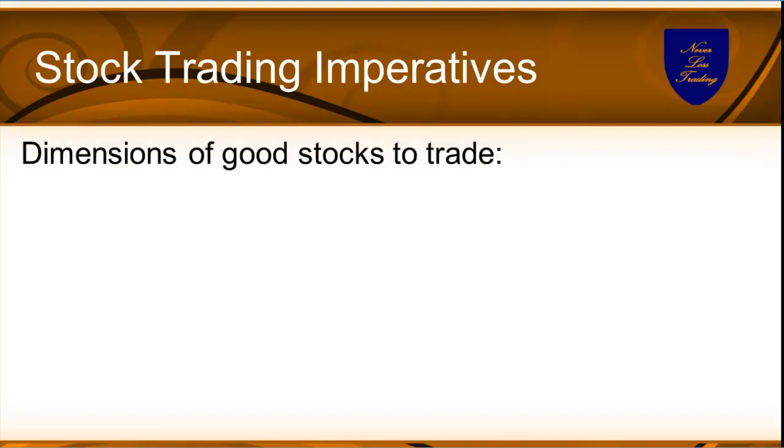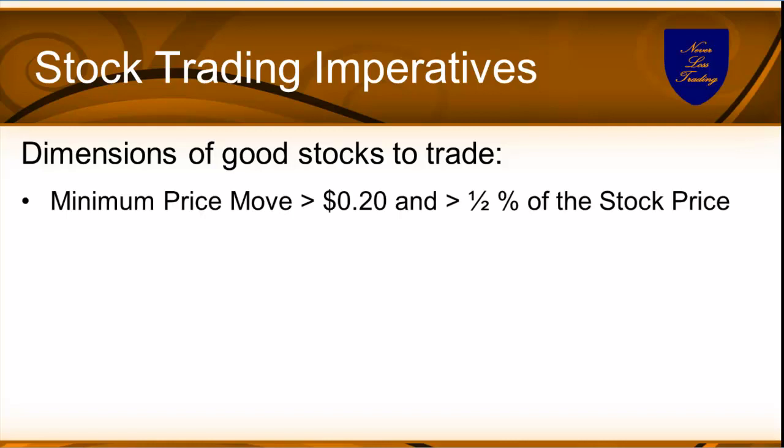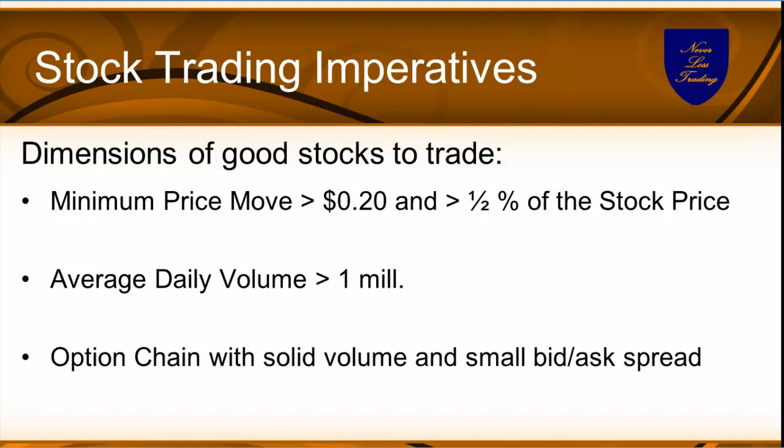The dimensions of a good stock trade are composed of the following: a minimum price move of 20 cents or 0.5% of the stock price, an average daily volume above 1 million, because then they are not doing erratic jumps and changes, and an option chain with solid volume between bid and ask spread, because what you want is the ability to repair your trade, and I show you in a quick calculation later why that is so important for a stock trader.